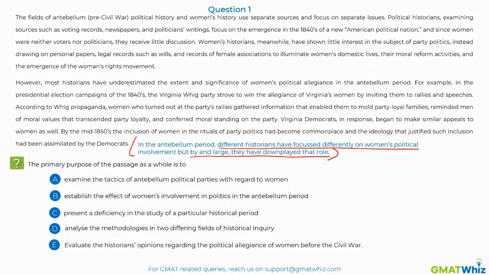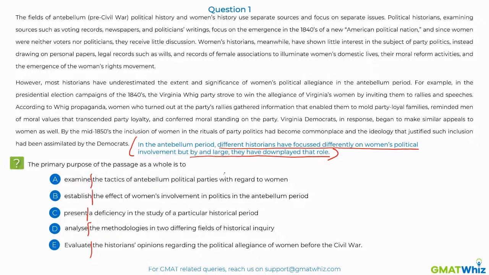So, primary purpose of the passage as a whole. Now every primary purpose question will have two elements. So you can see that, right? One element is the purpose words. Examine is a purpose, establish is a purpose, present is a purpose, analyze is a purpose, and evaluate is a purpose. And you can ask yourself when you're going through the answer choice whether it's the correct purpose. Second is the content of the purpose.